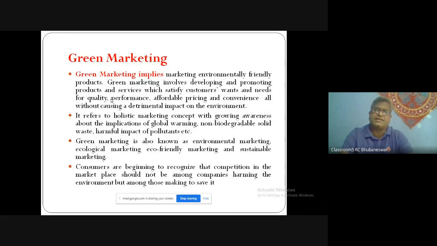Another one is green marketing. Nowadays, everybody is more focused on green products. You go to any mall and you see green products. It means environment friendly, sustainable products. If the company has more focus, then a customer wants quality, performance, and affordable price, and then he purchases. That is called environmental marketing, ecological marketing, eco-friendly marketing. It is also called sustainable marketing, because we are most focused on the protection of environment friendly products.